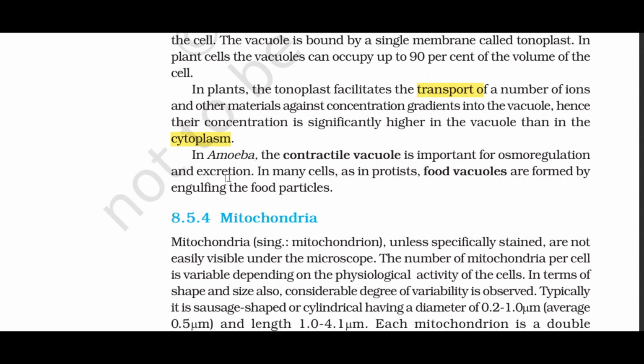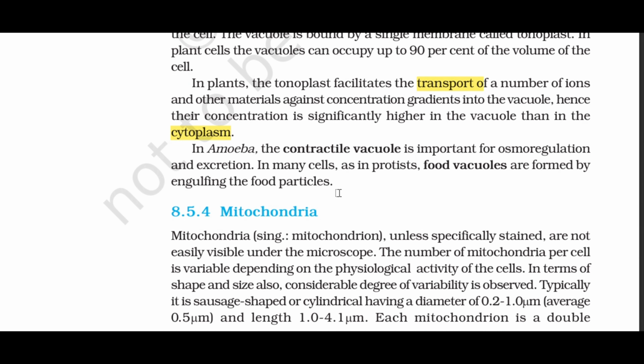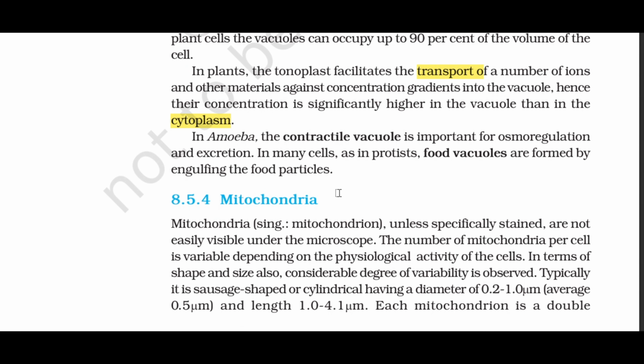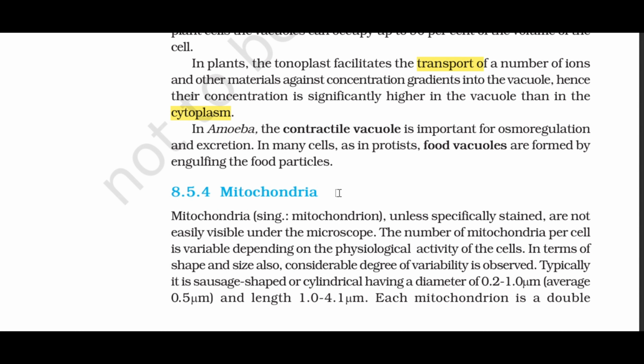In amoeba, the contractile vacuole is important for osmoregulation and excretion. In many cells, as in protists, food vacuoles are formed by engulfing the food particles.